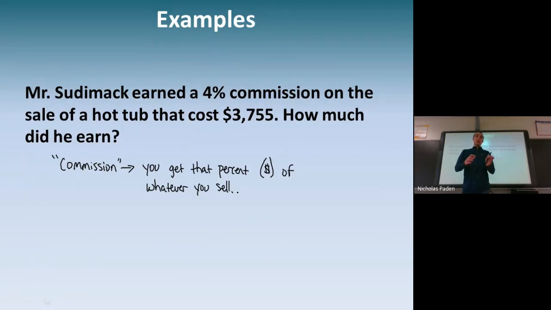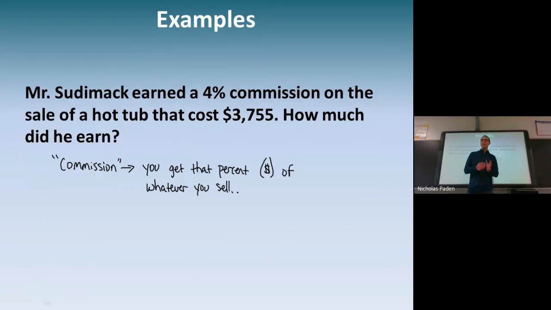Something like sometimes people who sell jewelry get a commission if they sell a lot of things. They get commission based off that. So any person that sells a lot of things, they make a commission. And if they make a commission, that means they're getting that percent of the money of whatever they sell. So in this case, Mr. Studemak, he gets 4% of every hot tub that he sells.